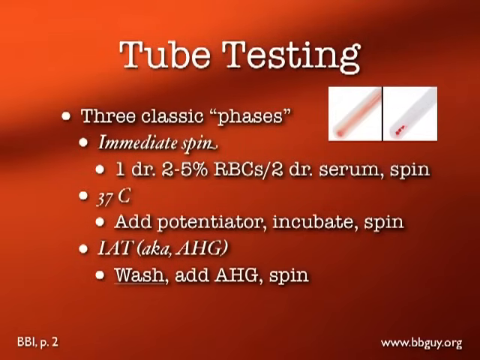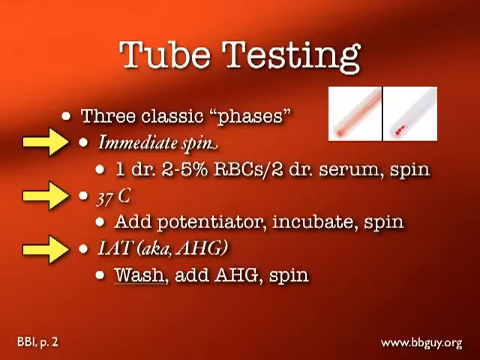There are 3 classic phases of testing, in particular testing that's done in a test tube, that you should be well aware of and familiar with. Those 3 phases you see here on the slide are the immediate spin phase, the 37-degree phase, and the IAT, or anti-human globulin phase, also known as the Coombs phase. Basically, it's a testing pattern designed to determine the presence of antibodies that may be what we call clinically significant, meaning that they have the capability to cause hemolytic transfusion reactions or hemolytic disease of the fetus and newborn.